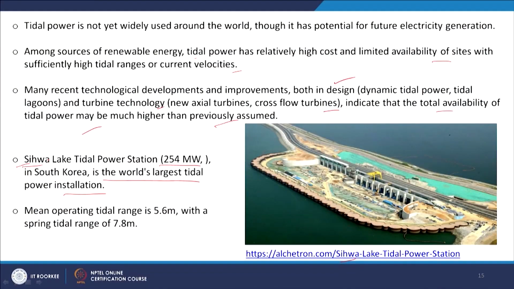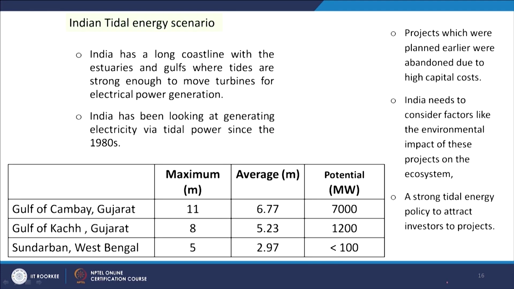So, this Shiva Lake tidal power plant is the largest one in the world, and the mean operating tidal range here is 5.6 meter with a spring tidal of 7.8 meter. And if we see the Indian tidal energy scenario, we have good potential, that is Gulf of Cambay, Gulf of Kutch and Sundarban. These are the three major areas where the availability of tidal energy is very high.